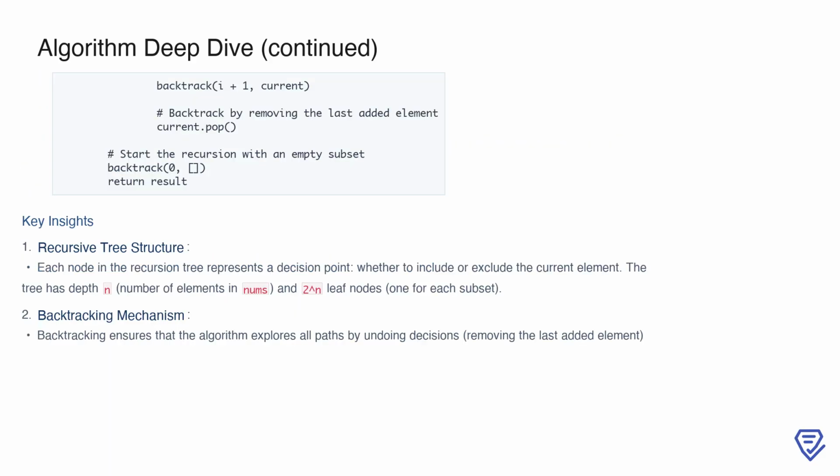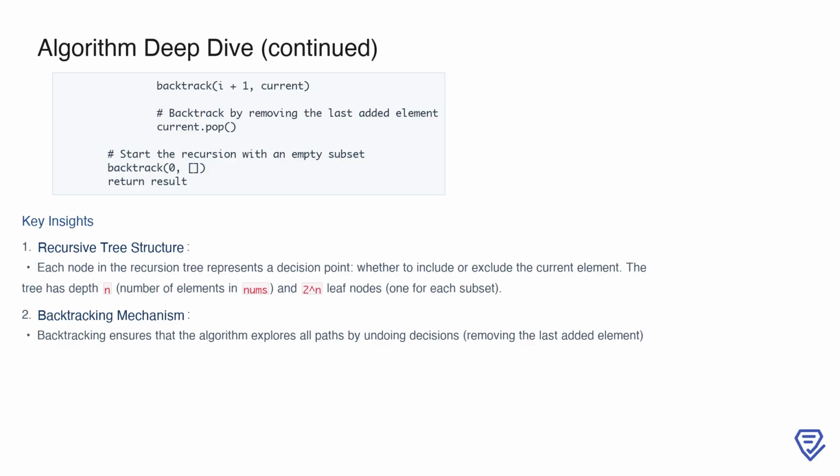In the implementation, when an element is included in the current subset, we append it to the current list and make a recursive call to explore further subsets starting from the next index. After recursion, the algorithm backtracks by removing the last added element to undo the decision and explore the alternative path. The recursion begins with an empty subset by calling backtrack 0. This ensures that all subsets, starting from the empty set to the full set, are generated.